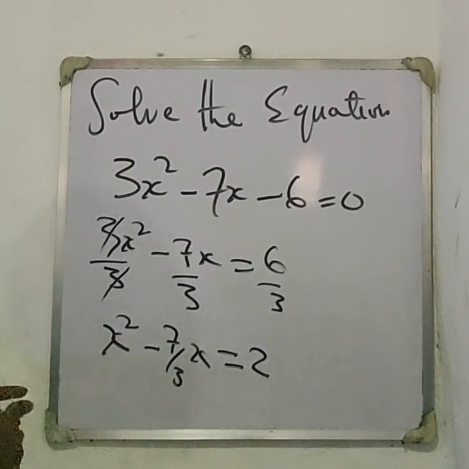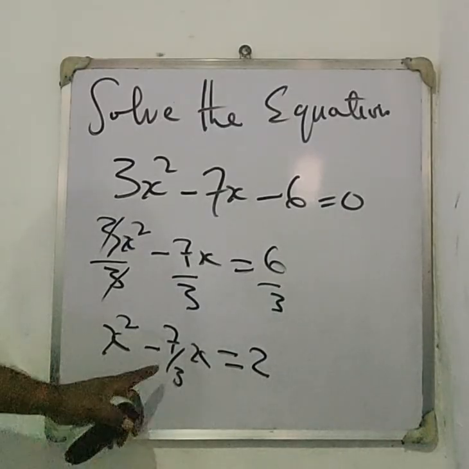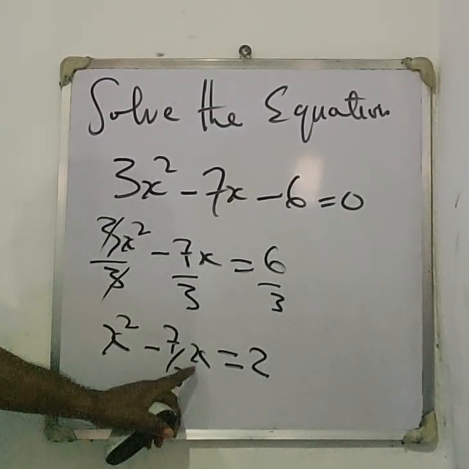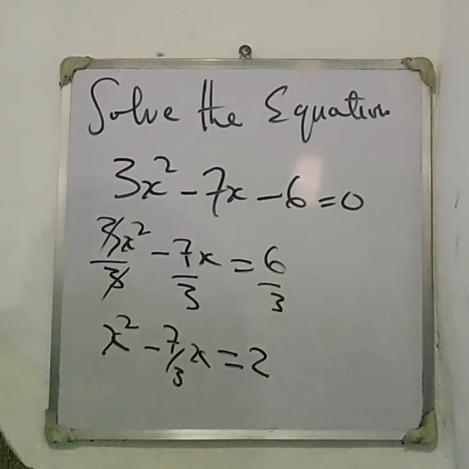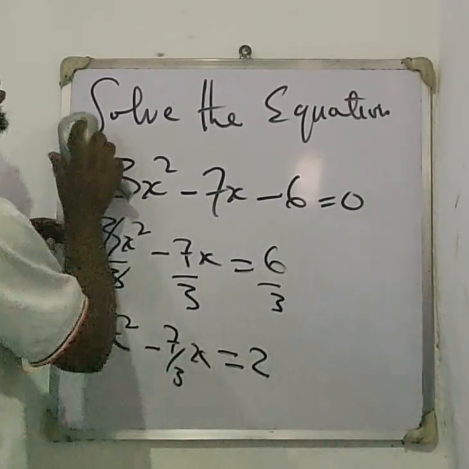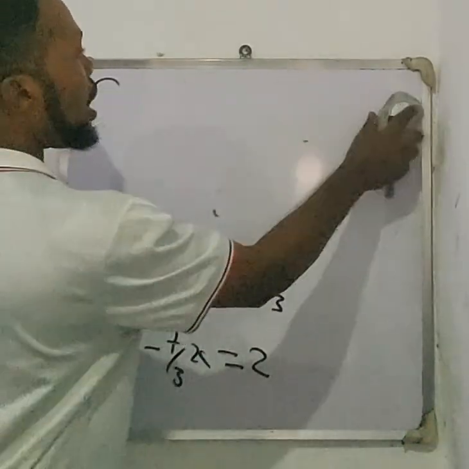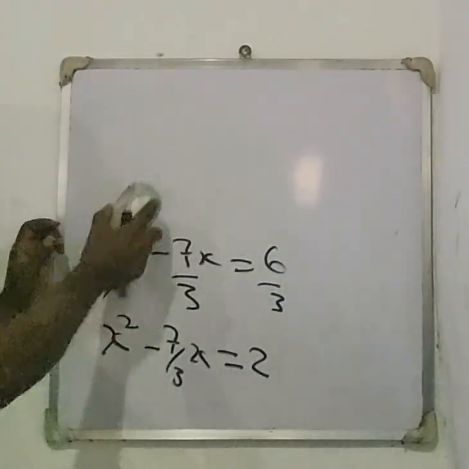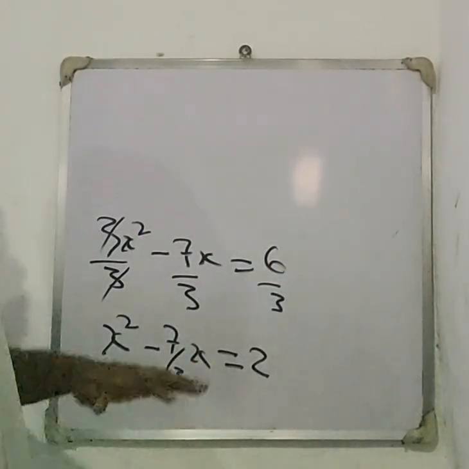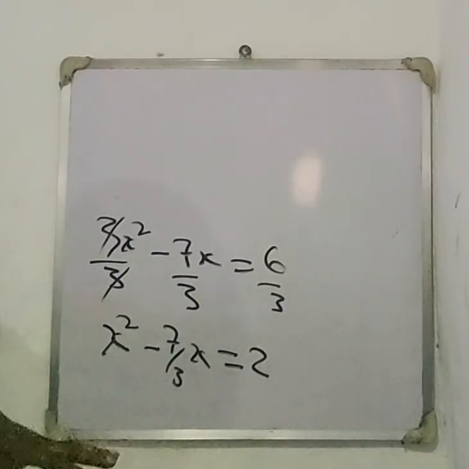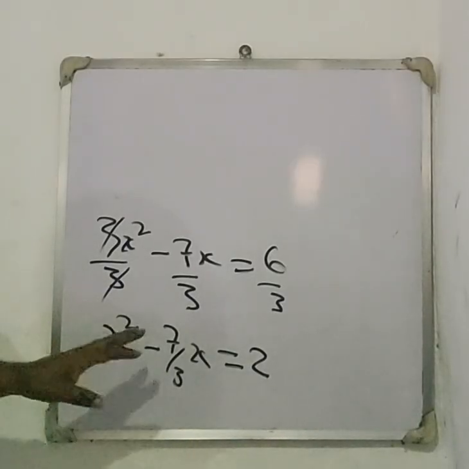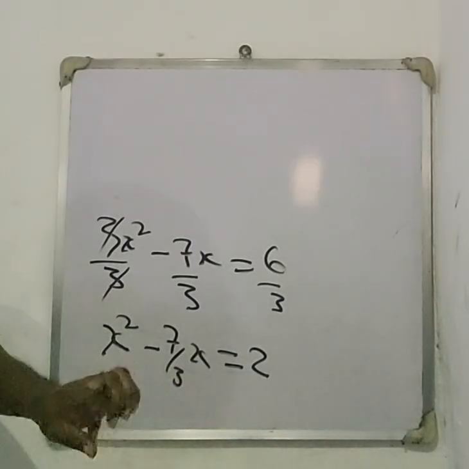Then we move to the second term. Second term, look at it. So we have minus 7 over 3x. We carry out 4 in 1 step here. I call it brain power 4 in 1 step. That is the hardest part when it comes to quadratic equations using the complete square method. So the brain power 4 in 1 step, that is what you are going to carry out here.